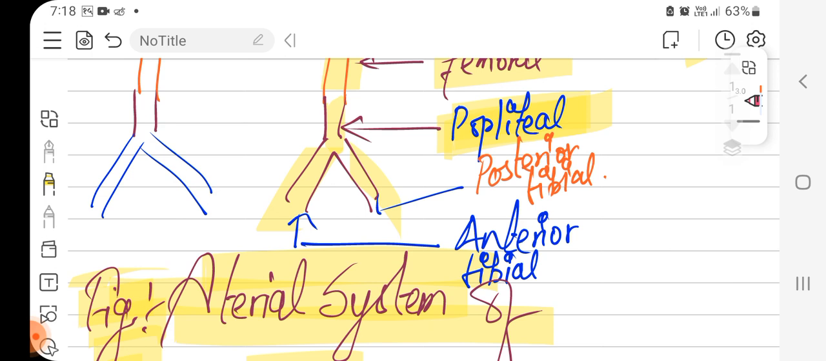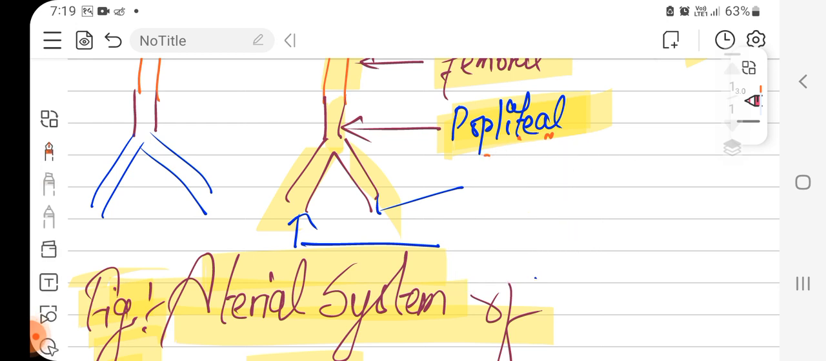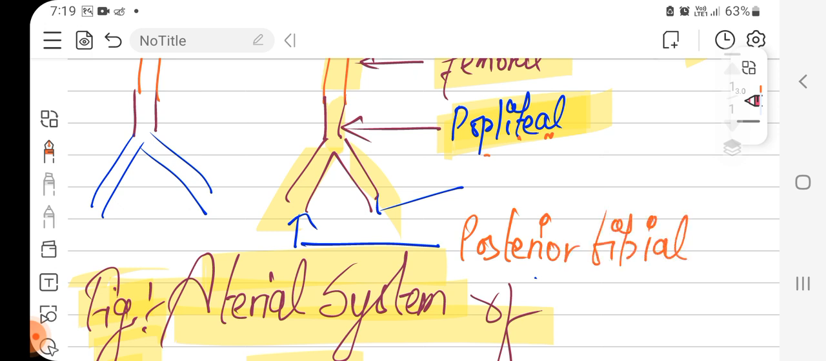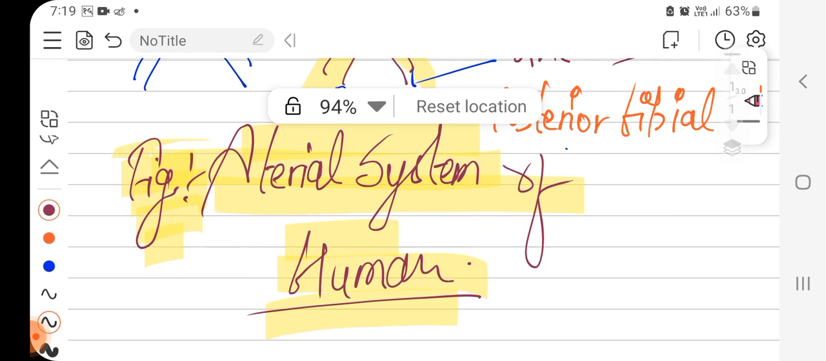And the inner side is known as, I made a mistake here. Let me erase it. Let's see. The inner side, sorry for that. The inner side is known as posterior tibial, and the outer side is known as anterior tibial. Sorry for that. Anterior tibial. This much for the arterial system of human.